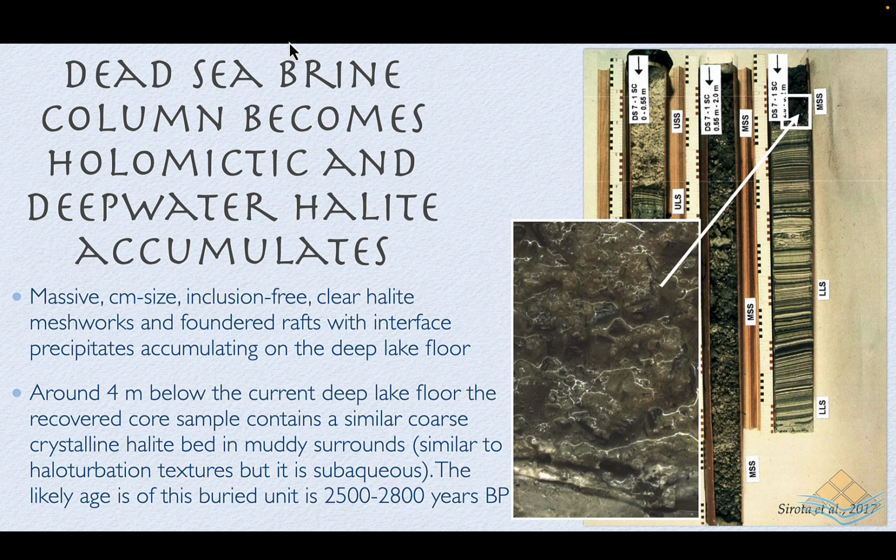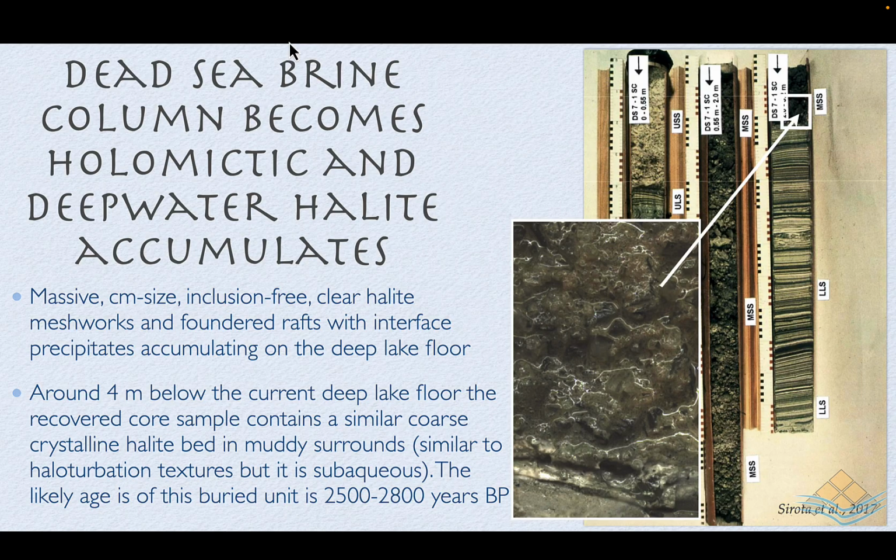These events are not unique to the current largely anthropogenic overturn event that's driving the change in the deepwater hydrology. There were natural episodes where this transition from meromictic to holomictic occurred prior to the anthropogenic interference in the inflow rates of the Jordan River drainage and the pumping of bittern waste brines back into the Northern Basin from the potash plants in the Southern Basin.